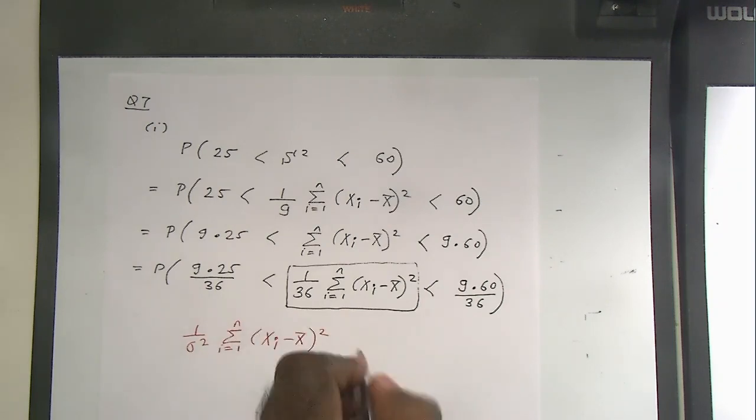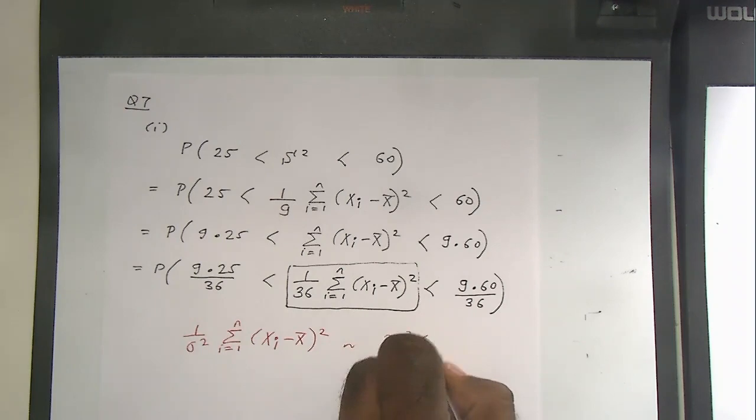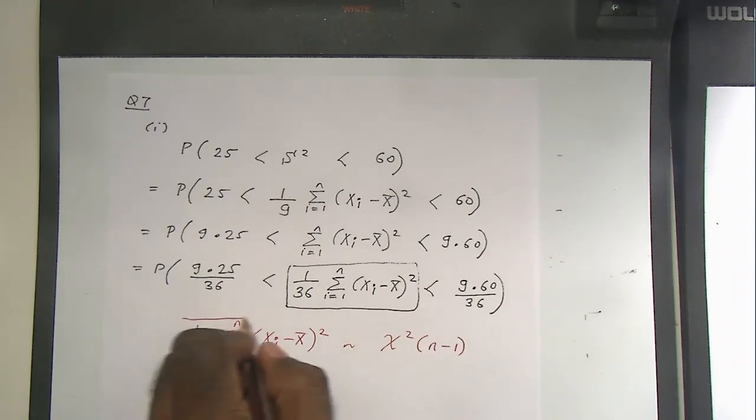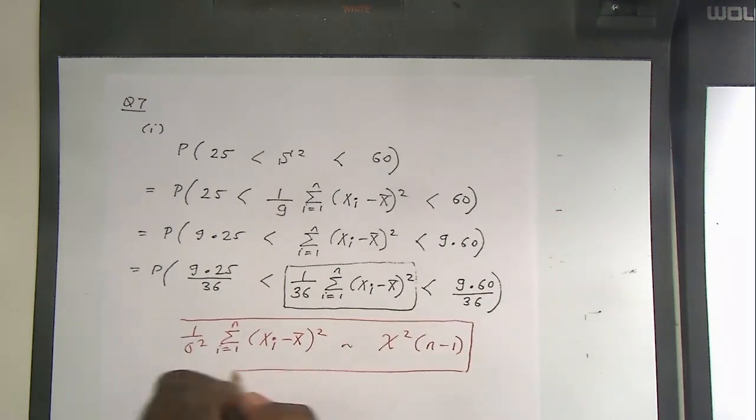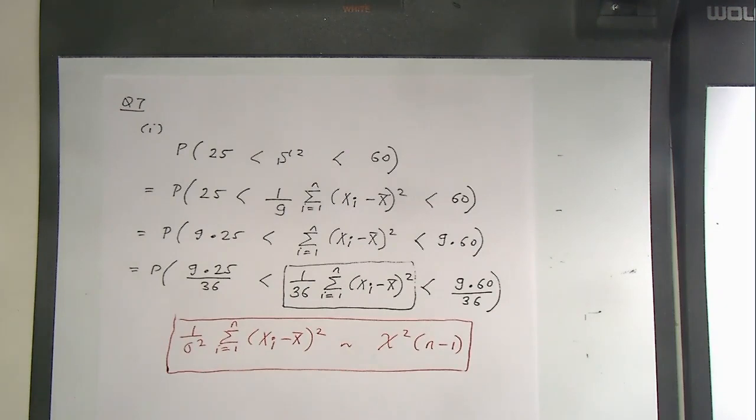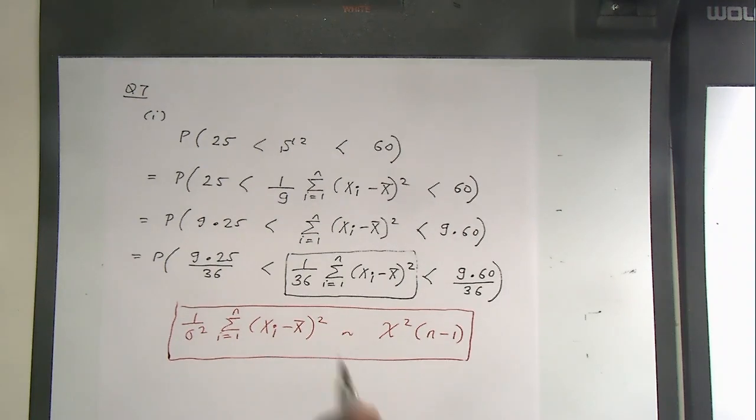This has a chi-square distribution with n minus 1 degrees of freedom. This is a result I gave you in class. Do you remember? Anyway, if you look in the scanned notes, you will see this. So what you have is the probability that this is between these two values.